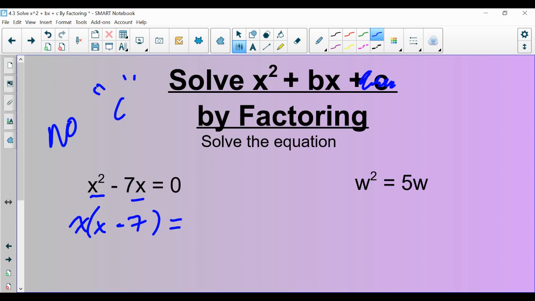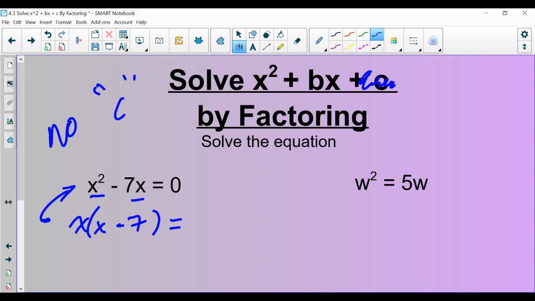Now for a second, I want you to verify that this is actually equal to this statement. If you were to distribute this x back in, you would get x squared minus 7x, yes? X times x is x squared, x times negative 7 is negative 7x. So these are two equal statements.